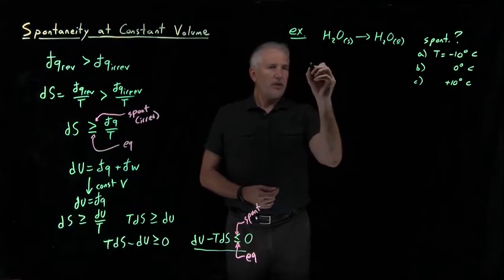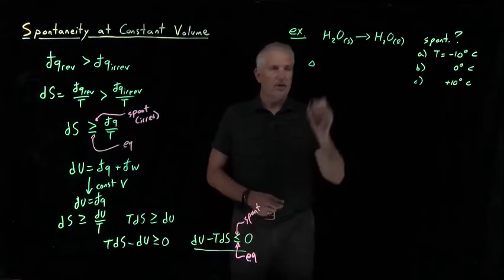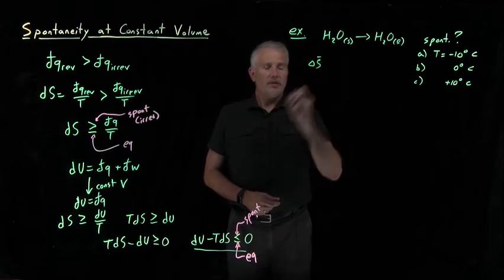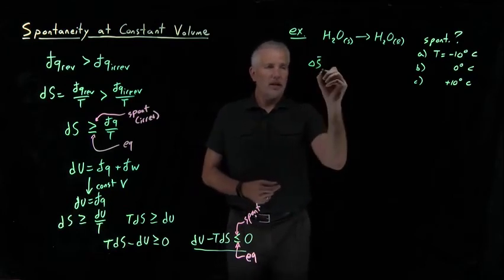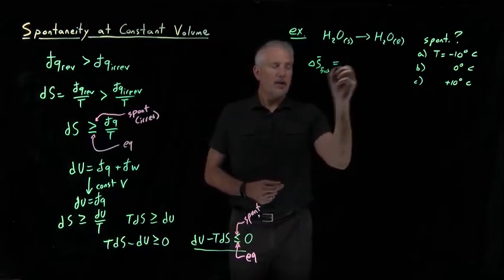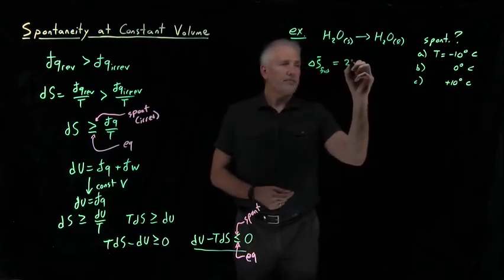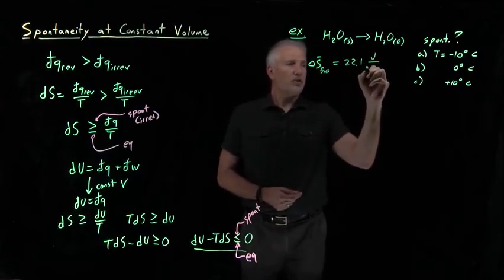The other information I have to give you in order for us to solve this problem is the values of dU and dS. So the entropy change when I melt a mole of water, the entropy of fusion for water, is a value we can look up. That's 22.1 joules per mole Kelvin.